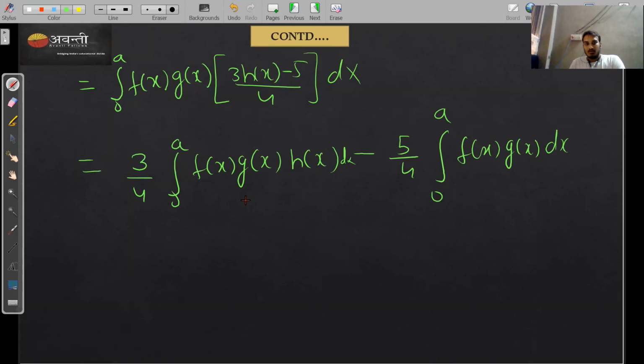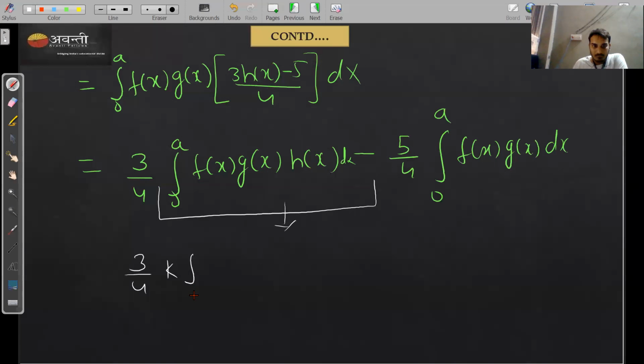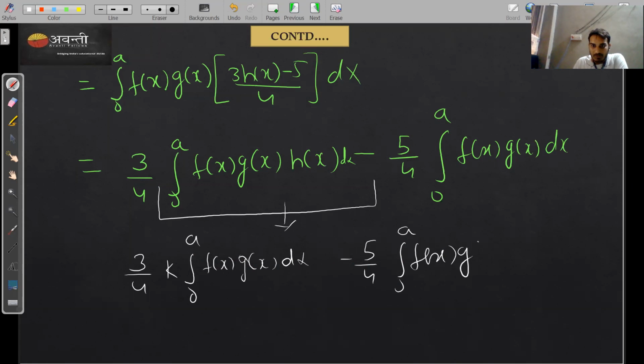Okay. So now in the question, do you see this? What is this? The value of this is given, right? What is the value of this? K times integration 0 to a f of x, g of x dx minus 5 by 4 integration 0 to a f of x, g of x dx, right?